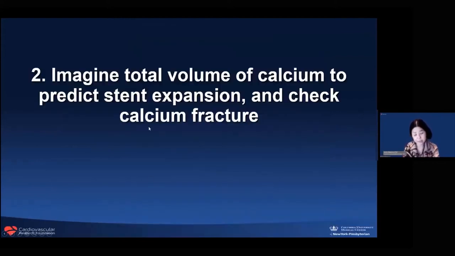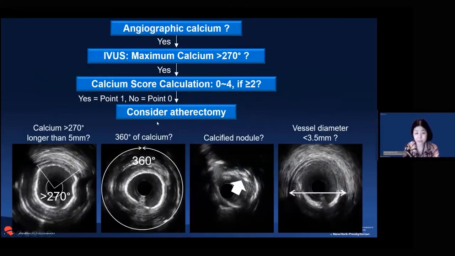Second, if you want to predict how good stent expansion will be in the calcified region, I really recommend you imagine what the total volume of the calcium in that region looks like. And we developed the calcium score. First we look at the angio, because angiographic appearance helps us. If angiographic calcium is present, we measure the calcium angle at the site of the maximum. If that is more than 270, we measure the calcium score.